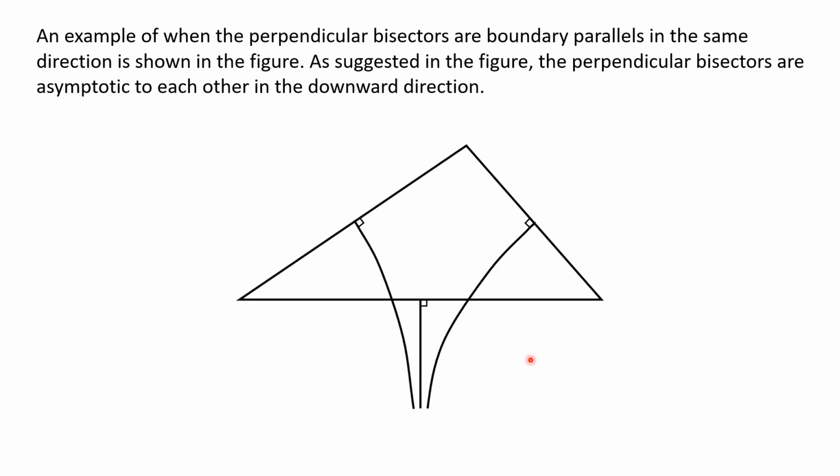And then the first case, which was listed first in the theorem, is where the three perpendicular bisectors intersect at a point. And that's also possible.